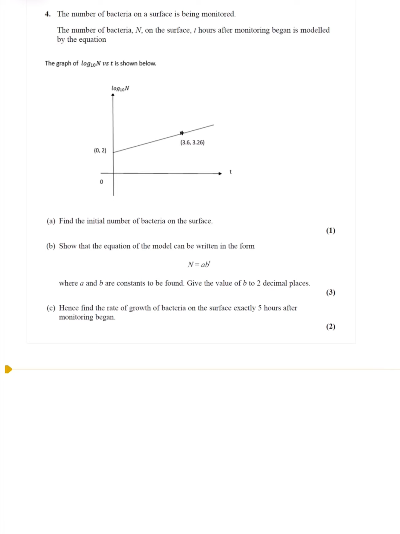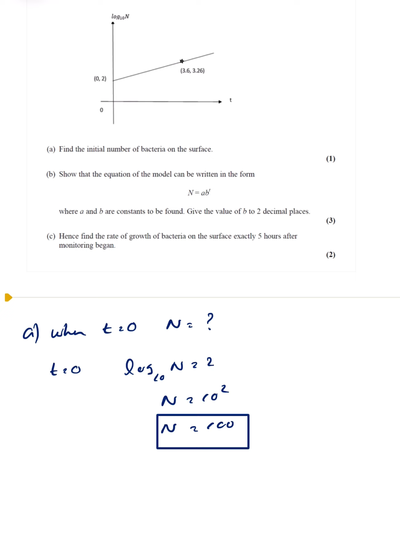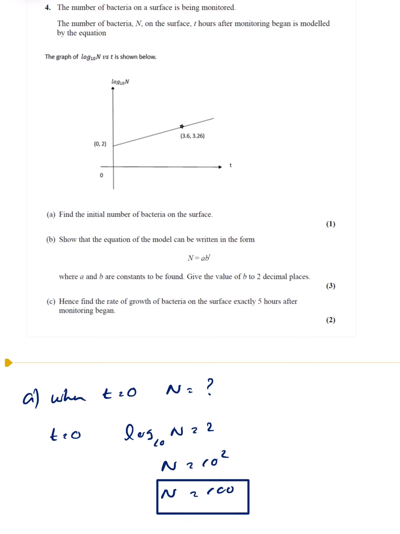They tell you that the graph of log base 10 n versus t is shown here, which means the x-axis is t, the y-axis is log base 10 n, and we know the graph is a straight line that goes through (0, 2). So the initial number of bacteria means when t equals 0, we need to find the value of n. So when t equals 0, the y-intercept is 2, which means log base 10 n is 2. So n is 10 to the power of 2, and n is 100. So initially there should have been 100 bacteria in this colony.